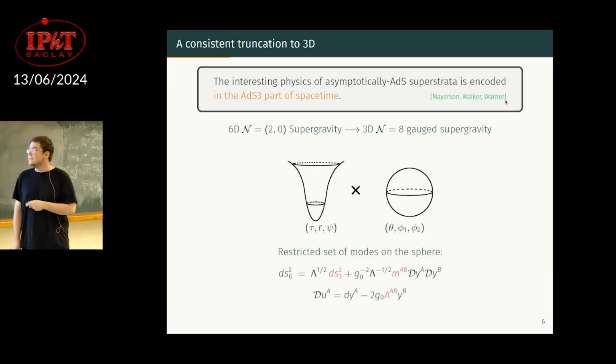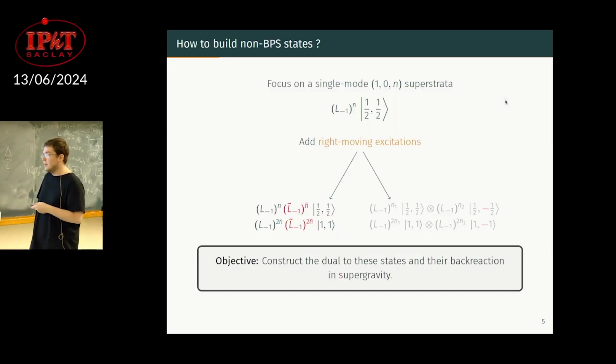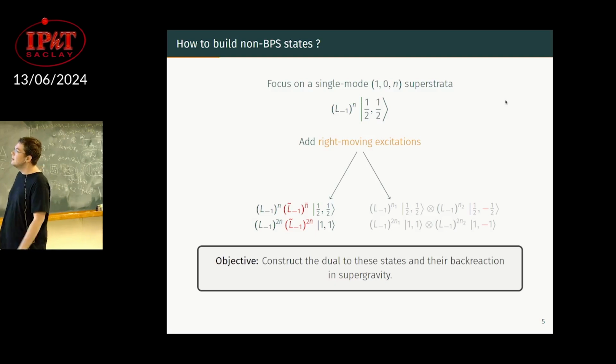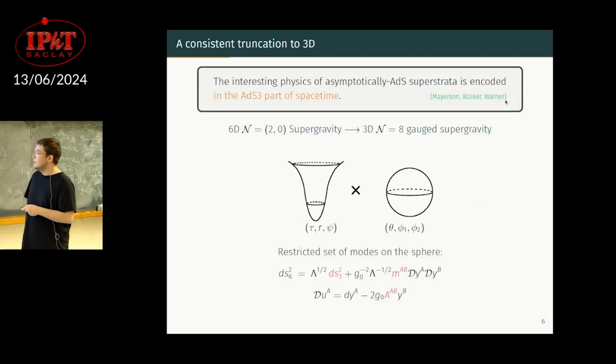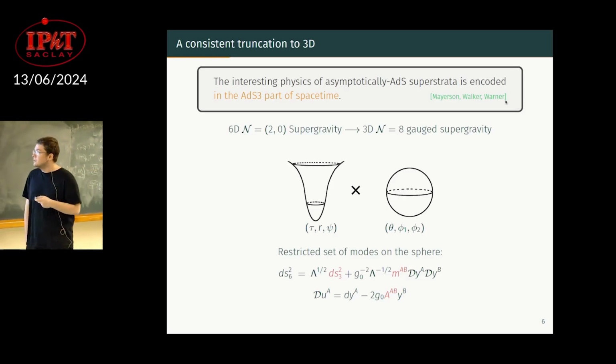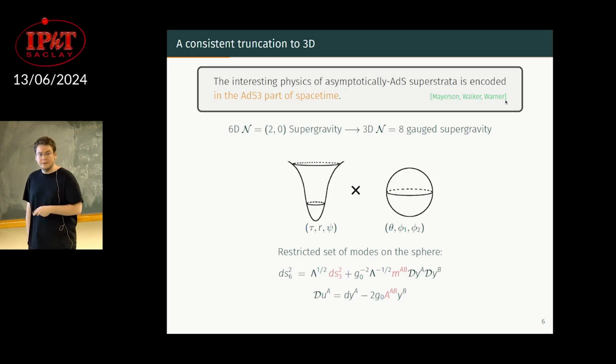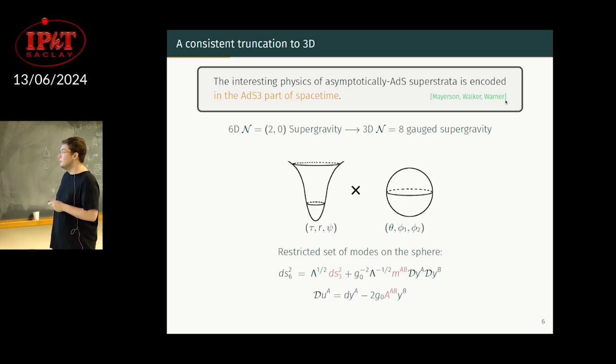This theory contains all the 10n superstrata, and also, as we will see, it can be used to describe these generalizations. So it works like this. In 6 dimensions, we have an AdS3 times S3 asymptotic. So the solutions are asymptotic to AdS3 times S3. And we will impose a restricted set of modes on the sphere. So you see the sphere part of the geometry is very, very simple. It's only encoded by this matrix of scalars M, and these gauge fields here that fix the fibration of the S3 over the AdS3.